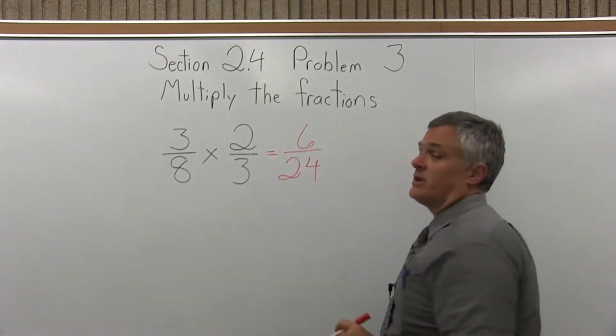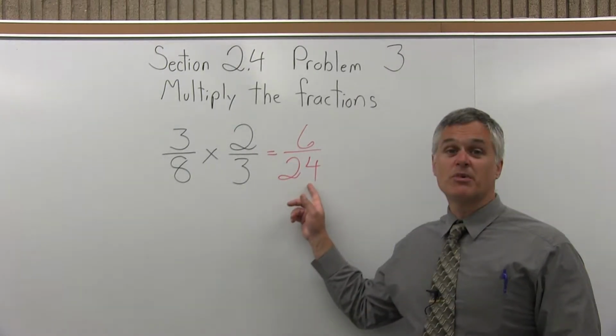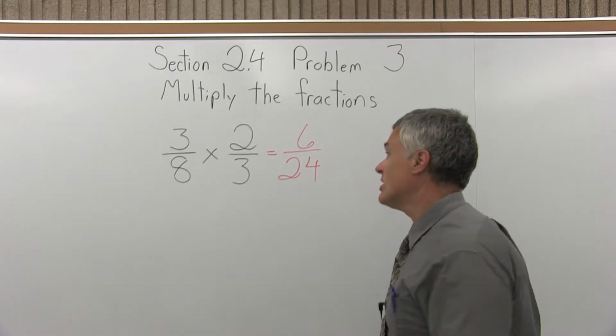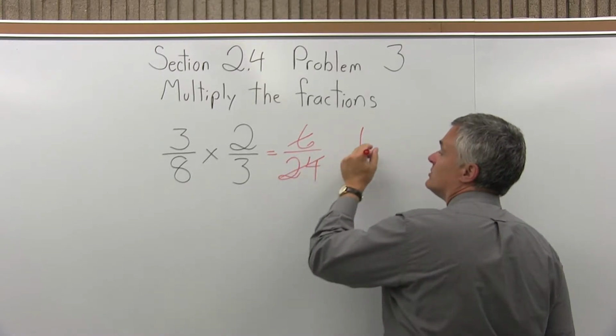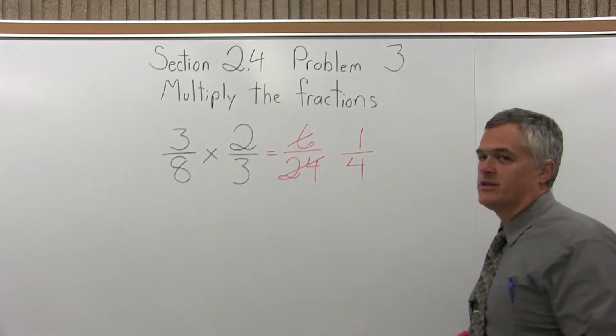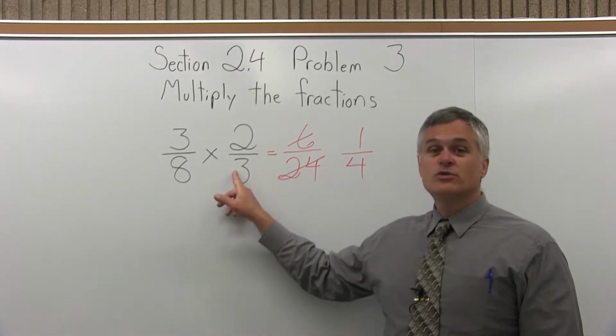And when you finish multiplying fractions, you want to see if you can reduce. Is there anything that divides into the top and bottom evenly? And in this case, there is. 6 divides into the top and bottom evenly. 6 goes into 6 once, and 6 goes into 24 4 times. So I have 1/4.